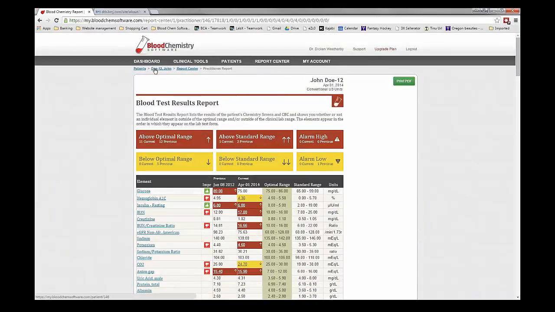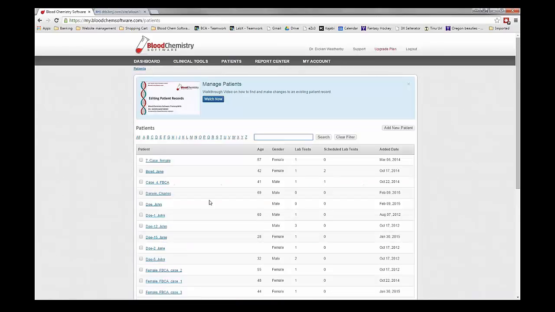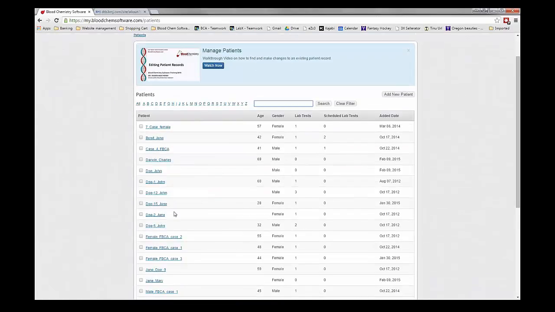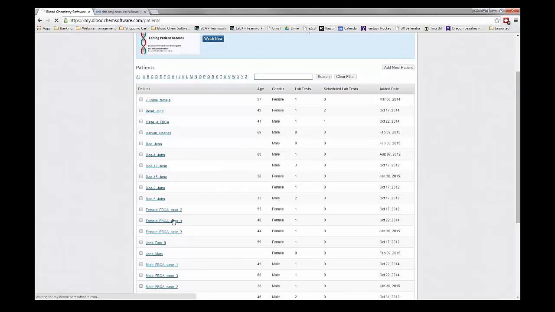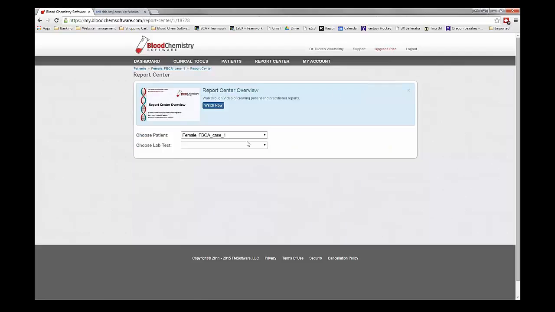I'm going to pull up a new patient case, and we're going to look at a female test case that is not test in terms of made up. It's an actual real patient, but this is kind of my testing site where I put in cases that I want to go through. This is a female patient. She's 48 years old. Let's go generate a report here. I'll show you the reports that I like to generate.